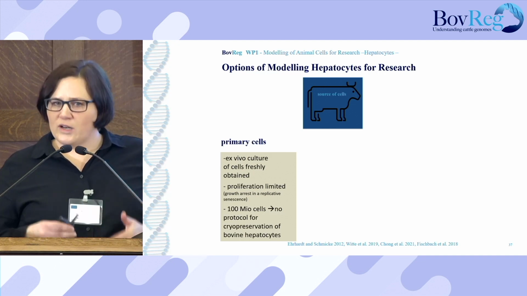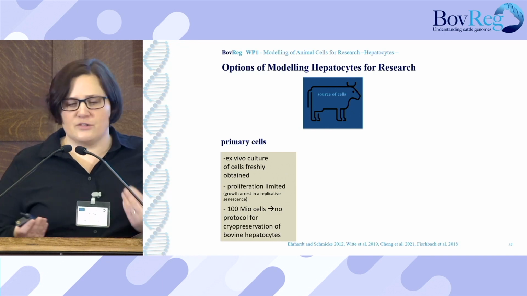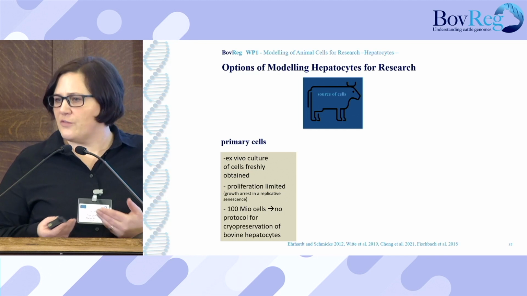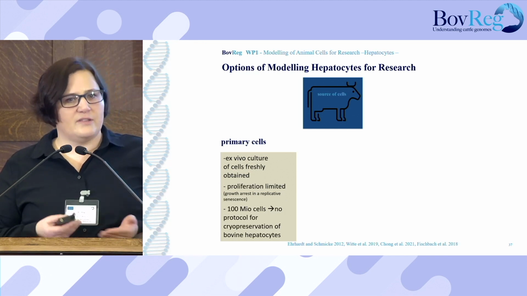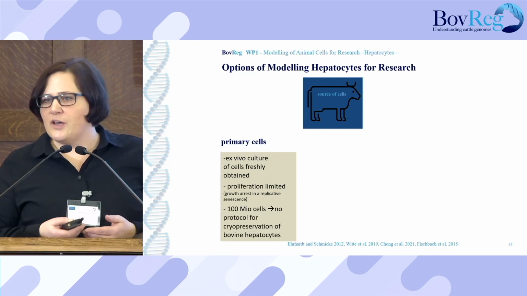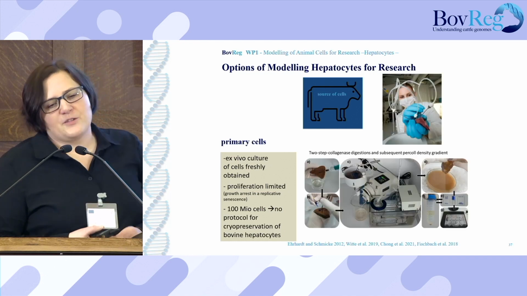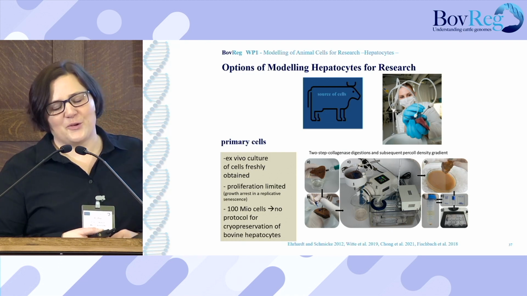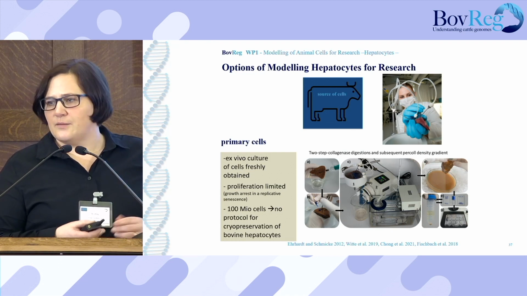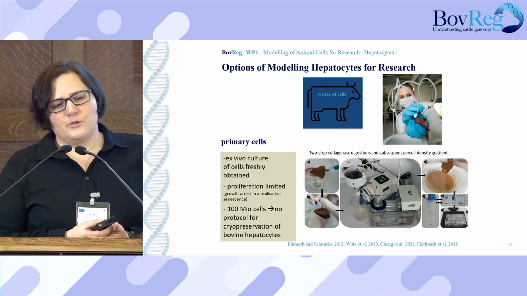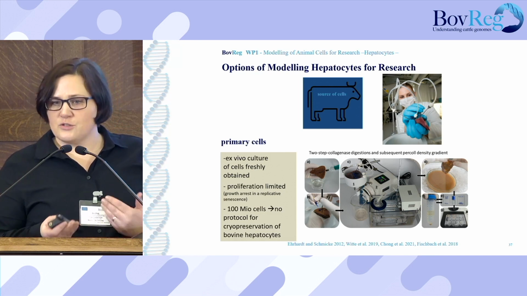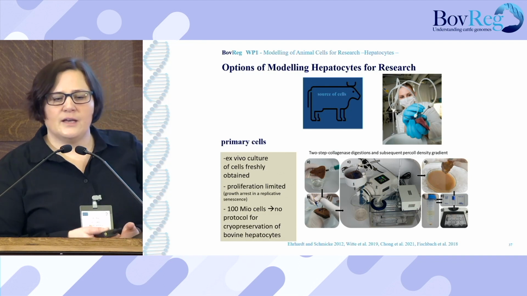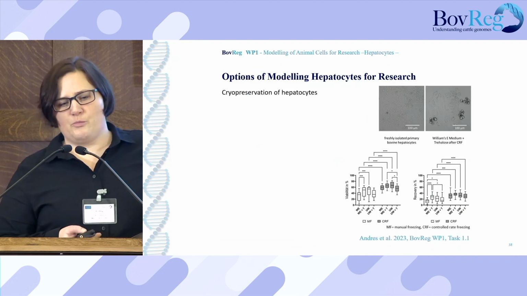But from one liver, we got hundreds of millions of cells, and before BOFREC we had no protocol to cryopreserve those cells because bovine hepatocytes are very sensitive cells. We cannot use the established protocols. So therefore, Sandra Andres, she did it, so many thanks to her. Here she worked on a protocol. We do a two-step collagenase digestion with this liver and then gathered the hepatocytes and established a protocol for cryopreservation.